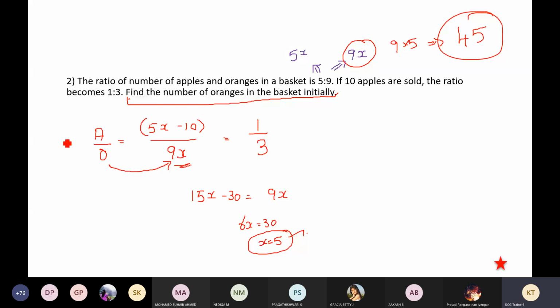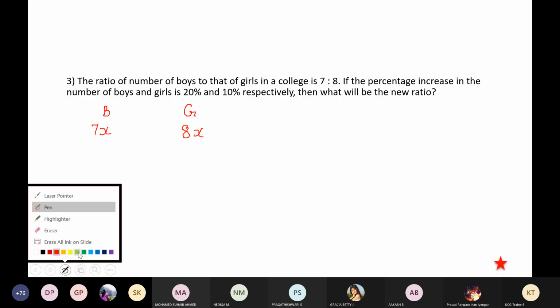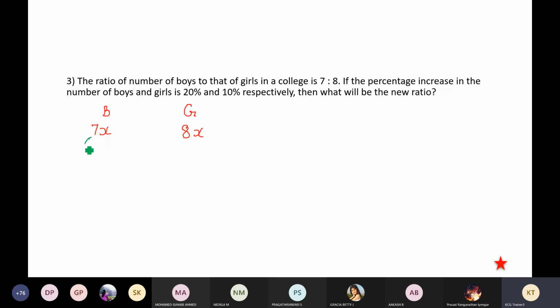Here's our next question, guys. The ratio of number of boys to that of the number of girls is 7:8. So assume the number of boys as 7x, the number of girls as 8x. And now, as far as number of boys is concerned, there is a 20% increase. As far as number of girls is concerned, there is 10% increase. Now, what is the new ratio? That is the question.